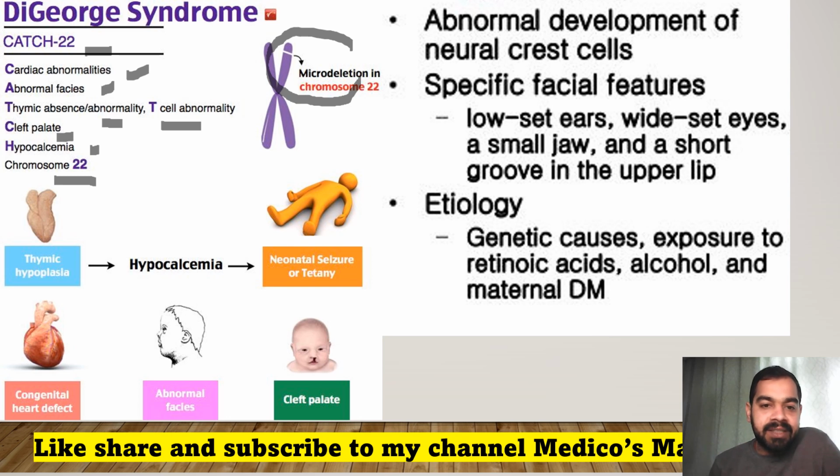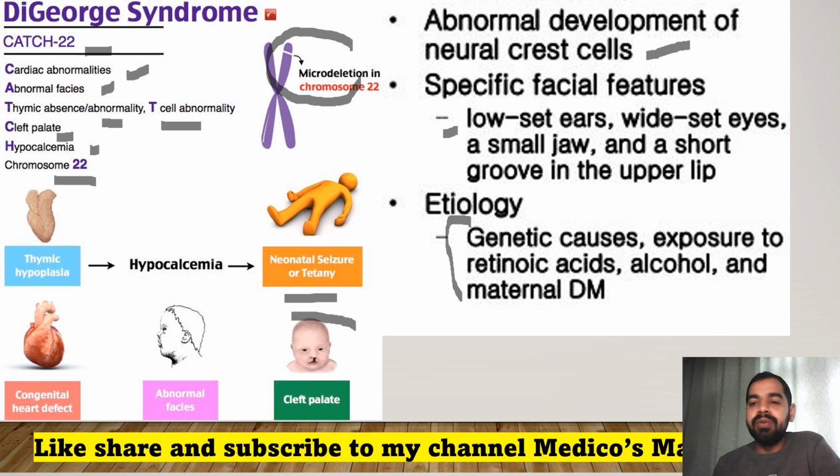neonatal seizures or tetany. Here the features are shown, my dear friends. Abnormal development of neural crest cells, then you can see low set ears, wide set eyes, a small jaw. So you can see all these clinics here, my dear friends. So let's go to the next question.